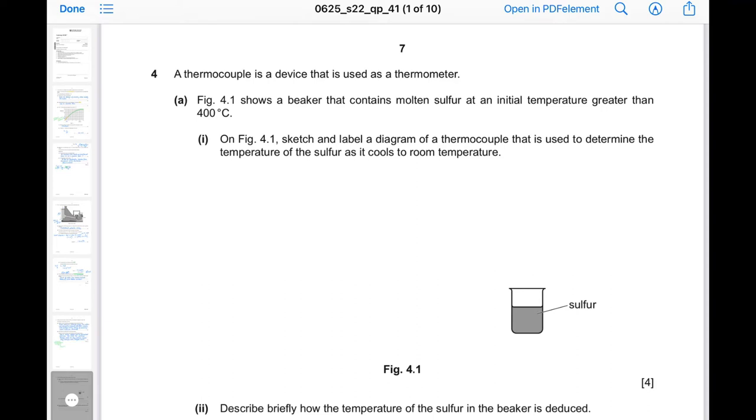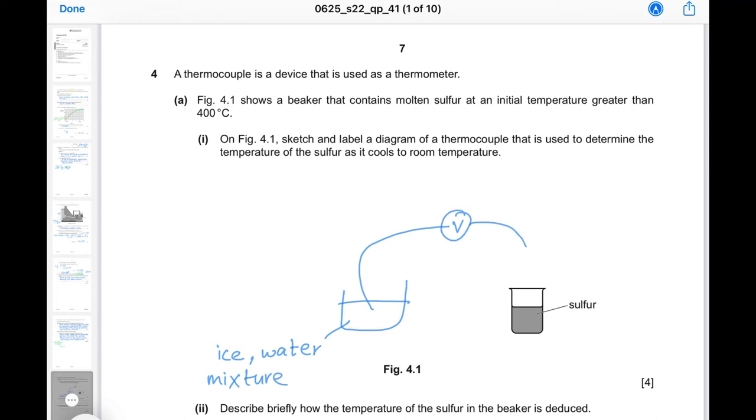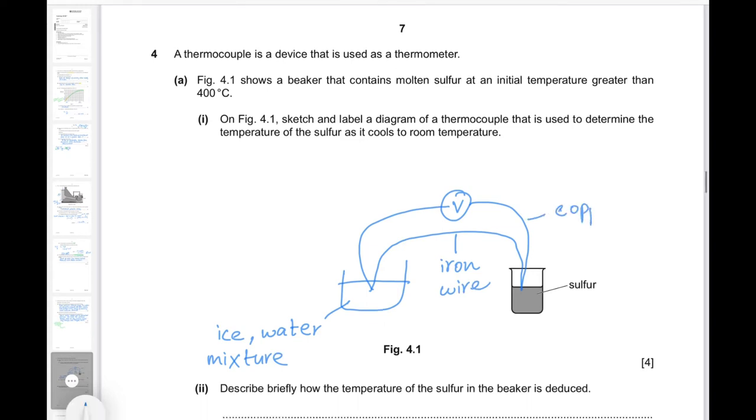When the two junctions of the wires are at different temperatures, it will produce an EMF, which is essentially what the voltmeter detects. So let's say, for example, here we've got another beaker which will contain a mixture of ice and water. And this will be around 0 degrees Celsius. And then you've got a thermocouple thermometer that's connected to a voltmeter. And don't forget the two wires. Now these two wires are going to be made of different metals. So this could be an iron wire, and the other one would be, let's say, copper. Here you've got the voltmeter. Don't forget to label your diagram.